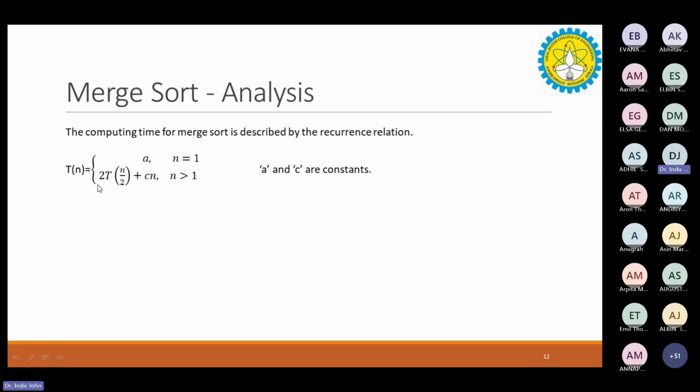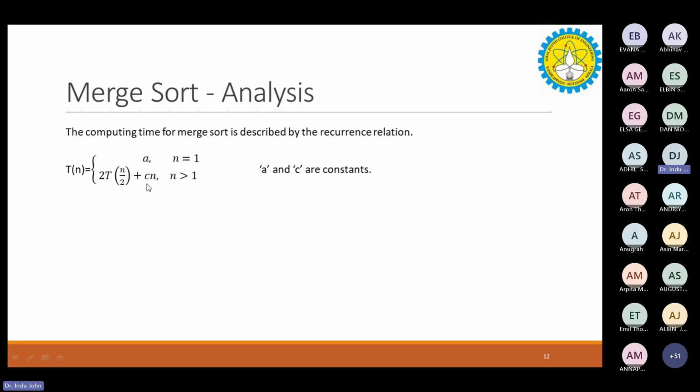By looking at the algorithm, we can say that T of n is equal to 2 times T of n by 2. Why T of n by 2? That is because we are splitting the array into two parts, each of size n by 2. And then you are recursively calling the same algorithm on each of these two parts. That is why 2 times T of n by 2.